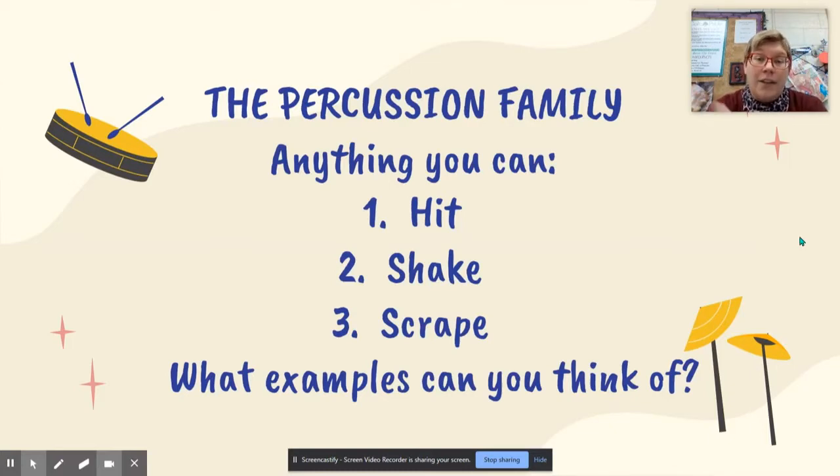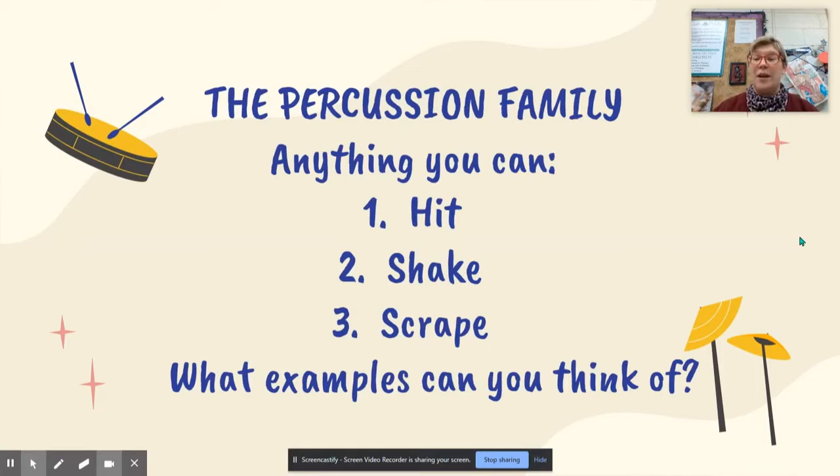Now, what examples can you think of? We've used a lot of these in our music class, right? So let's think of a hitting example. A drum, a xylophone. Now, a shaking example, we haven't used a lot of those, but we've definitely used at least two. Maracas, those little egg shakers we have, and tambourines, which, by the way, can also be hit.